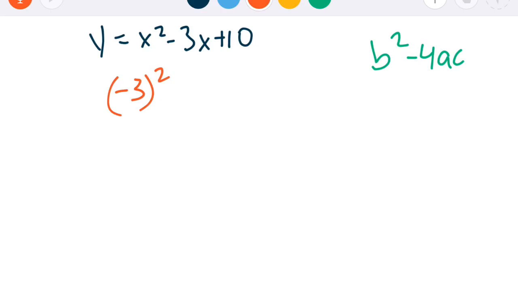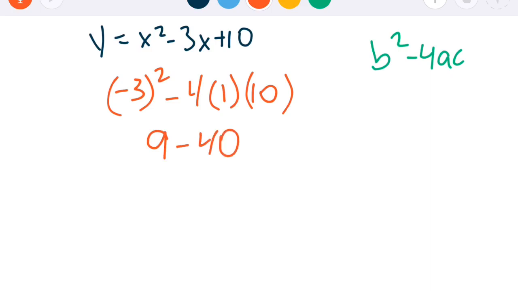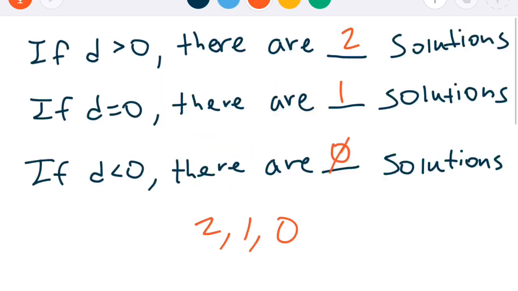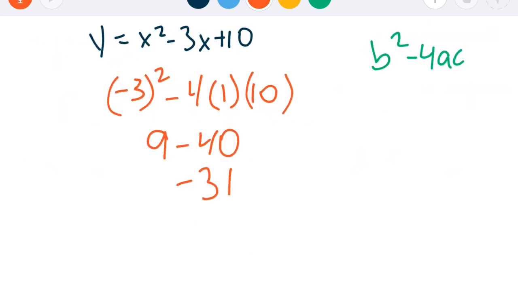So remember those parentheses. b is negative 3, minus 4ac. So negative 3 in parentheses squared, that's negative 3 times negative 3, which is 9. Then we have 4 times 1 times 10, that's 40. So 9 minus 40, obviously we are going to have a negative number. So remember, if d is less than 0, that means that there are no solutions. All right, so that would be no solution.